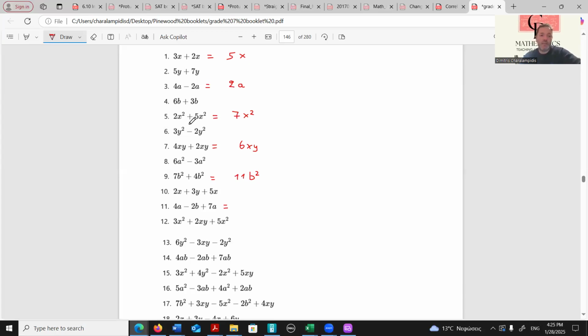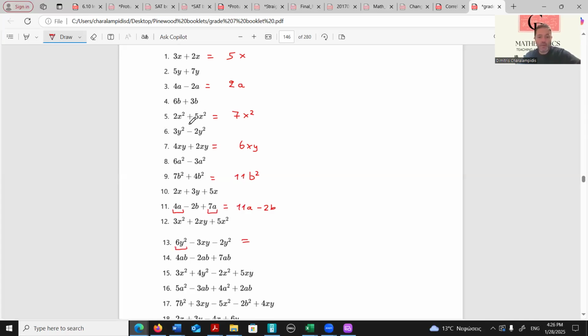Here we can see that we can only add the a's together. 4a plus 7a should be 11a minus 2b. There's nothing we can do with regards to b. 13, 6y squared minus 3xy minus 2y squared.